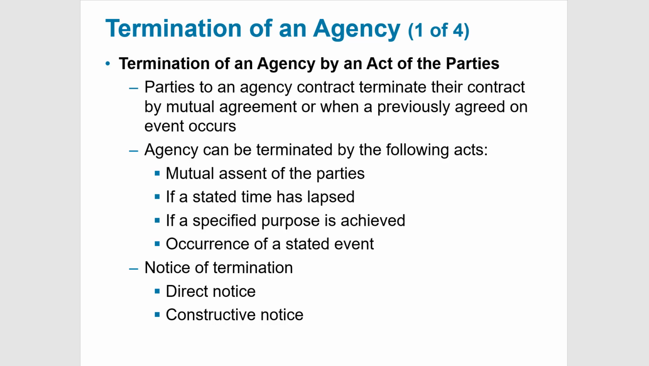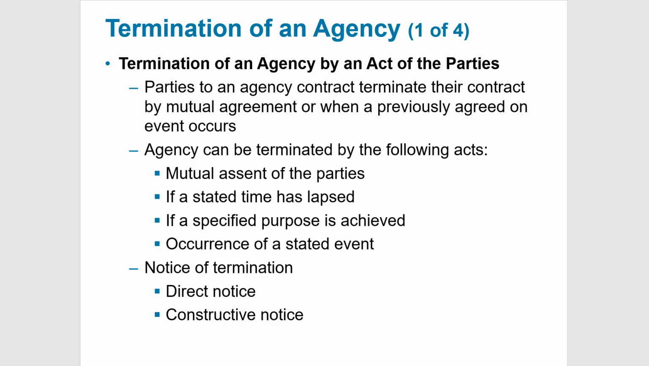The first one here being termination by an act of the parties. So the parties to an agency contract terminate the contract by mutual agreement, or when a previously agreed upon event occurs. So some examples here. We have mutual assent of the parties. Both parties agree to terminate the relationship, even though the relationship was to continue for longer. We both just agreed to call it quits right here.